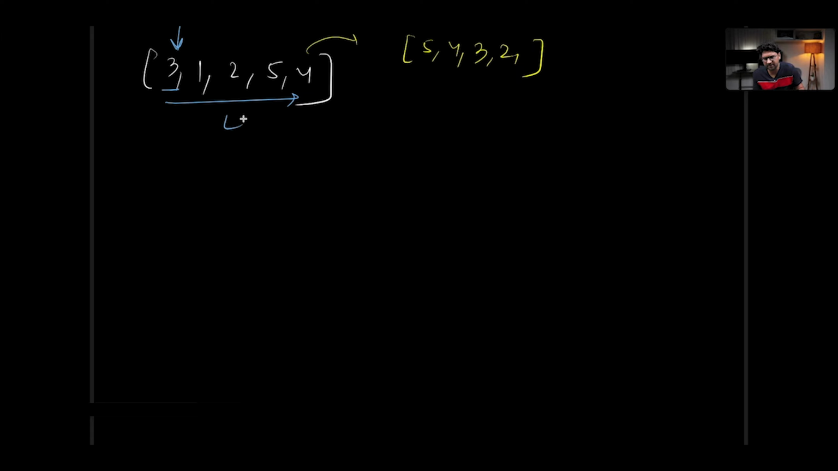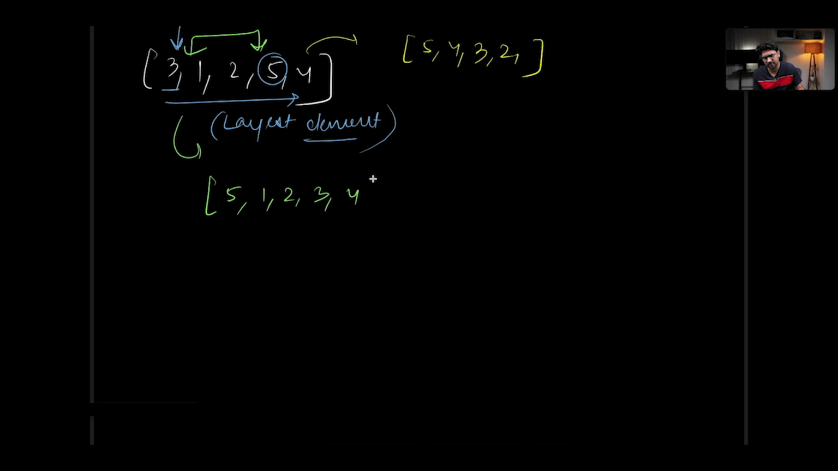Let's say that I have 3, 1, 2, 5, 4. Now if I have to convert that into this form: 5, 4, 3, 2, 1, standing here, from here till here I have to find the largest element. And whatever is the largest element, I'll swap it. So instead of finding the smaller, I have to find the largest. So it becomes 5, 1, 2, 3, and 4.